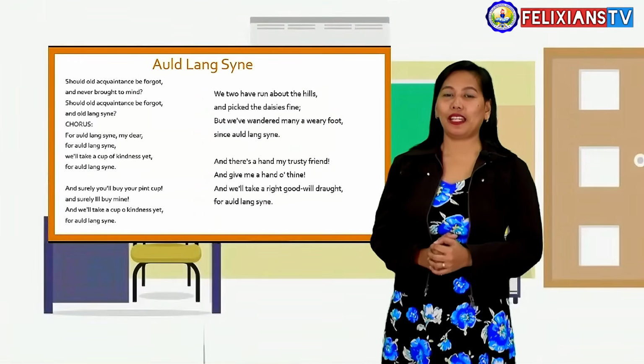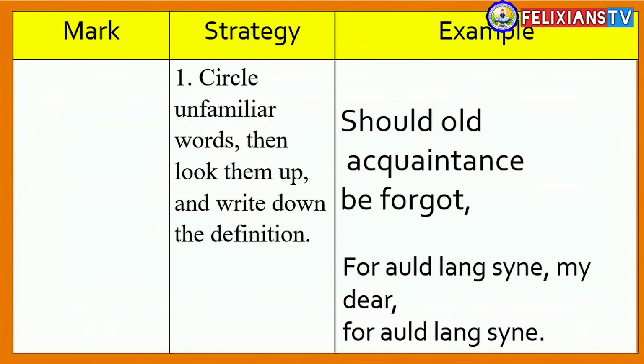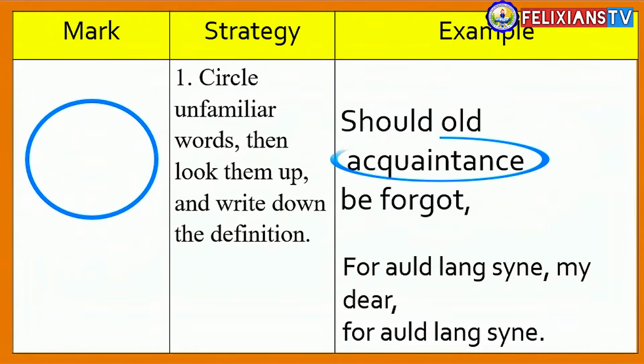Let's have it now. Number 1. In annotating, we use the common mark, which is circle. What's the strategy? Circle unfamiliar words, then look them up and write down the definition. For example, should old acquaintance be forgot? Do you see any unfamiliar word? Yes. What's the unfamiliar word? And circle it. Then, look for its meaning and write it. So acquaintance means someone who is known but who is not a close friend.